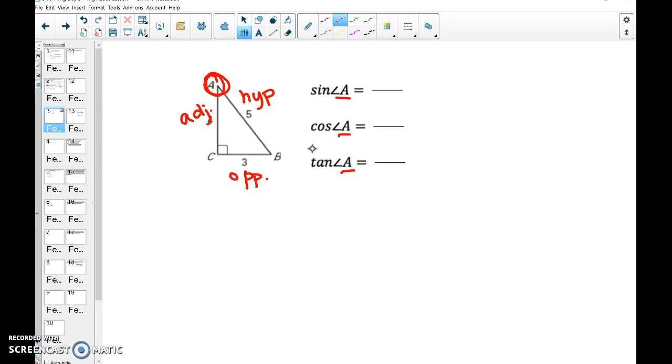Okay, over here with our fractions, that's just a matter of putting in the numbers. Sine, remember, if you want to rewrite SOHCAHTOA, you can. It's all right. You can rewrite it as many times as you need.